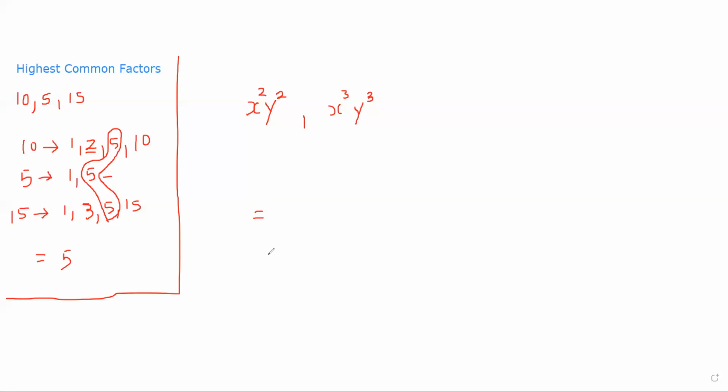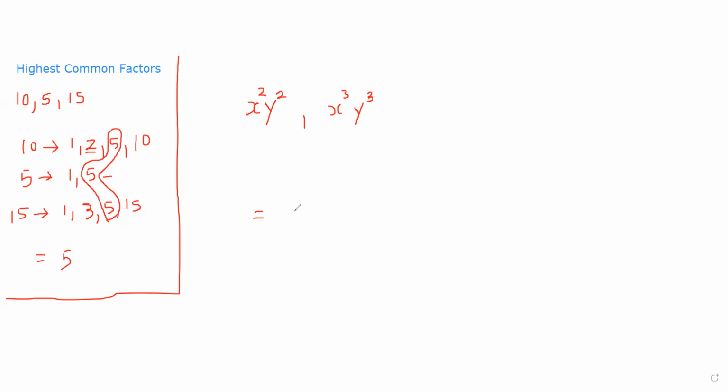This is something you need to know, because when we factorize, we actually look for the highest common factor and take that out. You've got to know how to identify the highest common factors. So where's the lowest power of the x? Square, right?